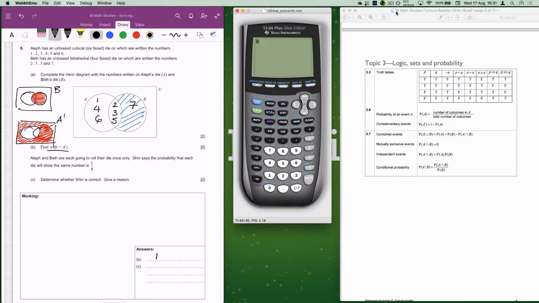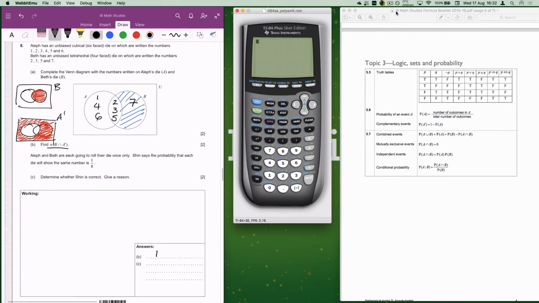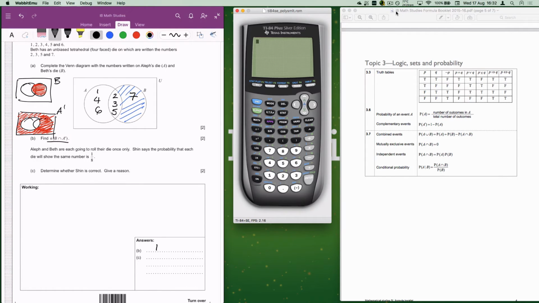So Aleph and Beth are going to roll their die only once. Shin says the probability that each die will show the same number is 1 out of 8. So let's have a look and see. We'll do a little tree diagram in the bottom. That's kind of why I've left a little bit of space here. So we can either roll the same number or not the same number. So we can roll a 2, 2, couldn't we? We could roll a 3, 3, and we could roll a 5, 5. So there are all the possible outcomes that we could get.